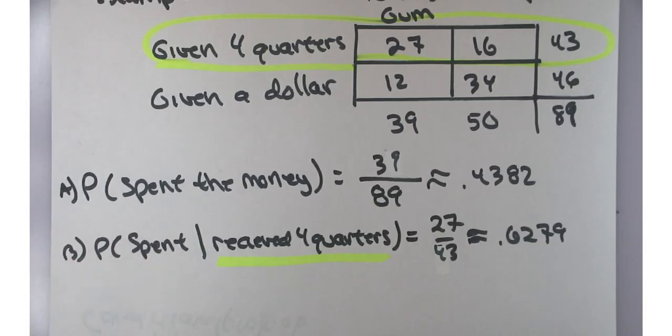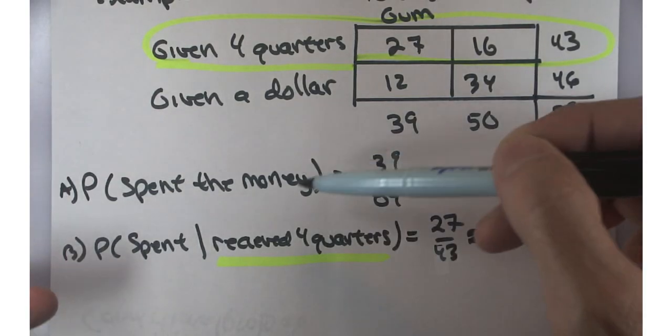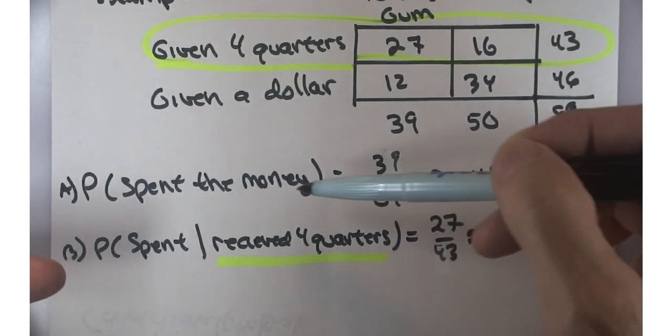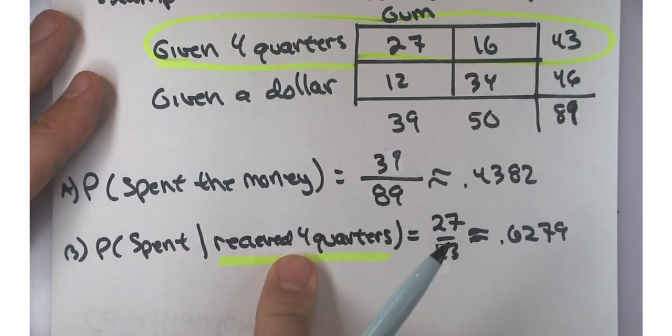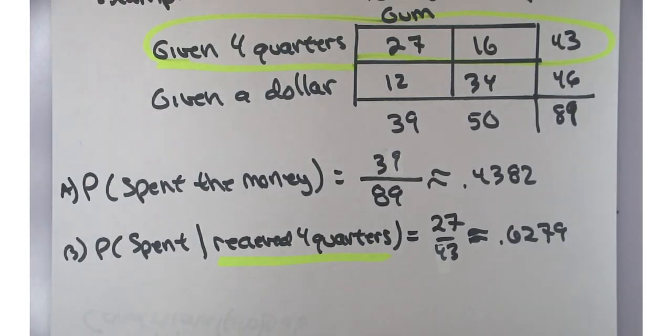Okay. Did that make a difference to our probability? Does knowing that information affect the probability that somebody spent the money? Yeah. So what that's saying is that there's a relationship between these two variables, between spending your money and what kind of denomination or how your dollar was given to you.